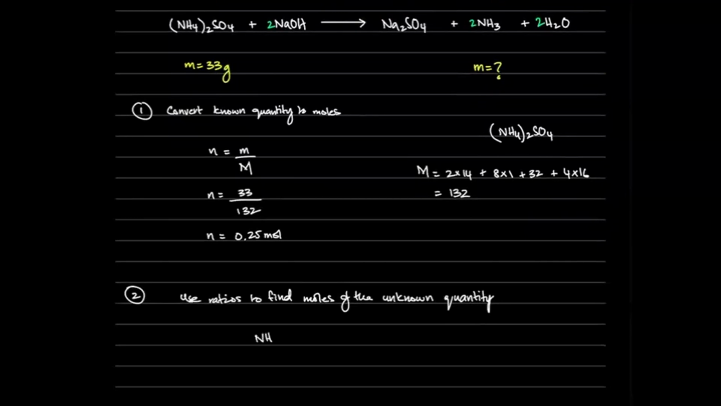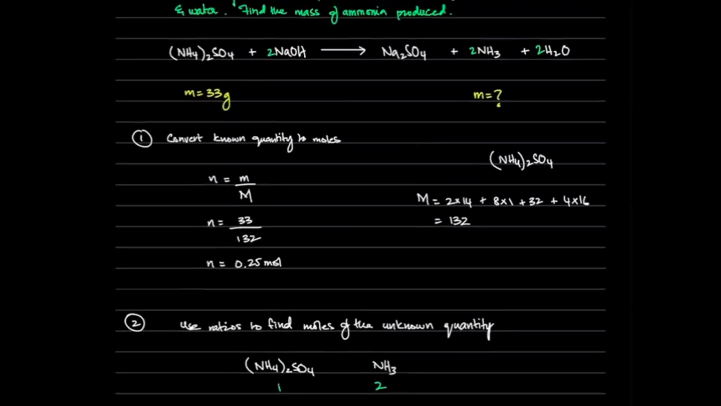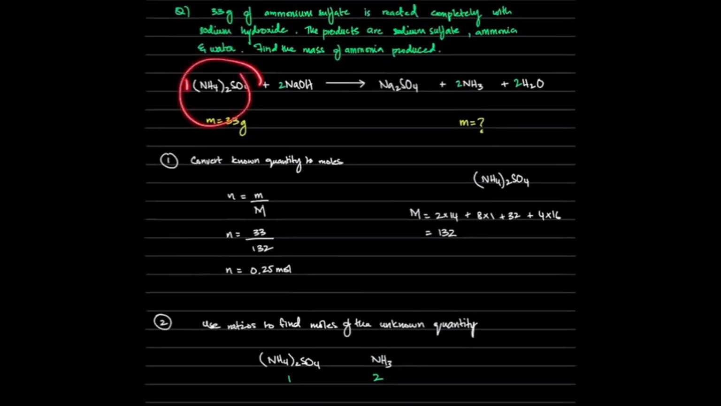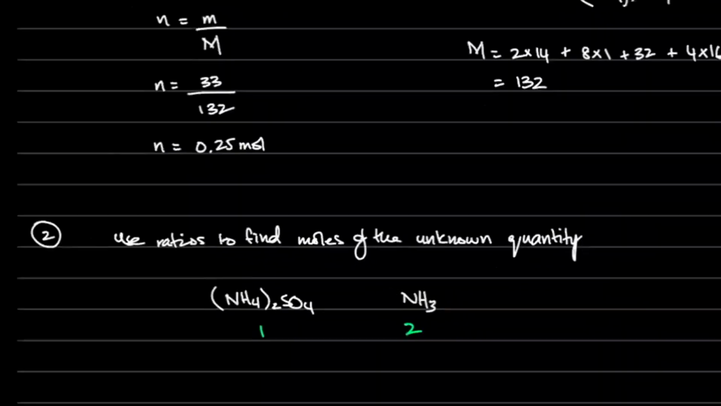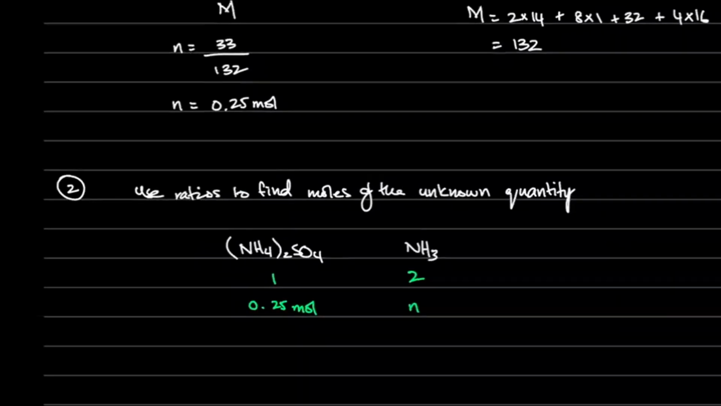हम कह सकते हैं यार, from the chemical equation, we know that 1 mole of ammonium sulfate gives us 2 moles of ammonia. So in this question, we had 0.25 moles of ammonium sulfate. So how many moles of ammonia will we get? अगर 1 से 2 बनते हैं तो 0.25 से कितने बनेंगे अमोनिया के?